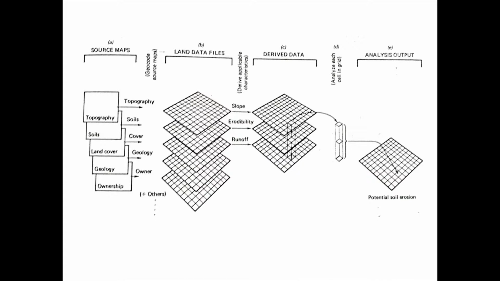At a particular location, here you can see in the derived data, the same exact geographical location, you are merging the data from slope, erodibility and runoff. These are three of the major factors that contribute to potential soil erosion, right? The slope of the ground, erodibility of the soil and the surface runoff. These three are major parameters that contribute to soil erosion. So if you merge these three data, you will get an output here which shows the potential soil erosion map of the area. Is that clear?